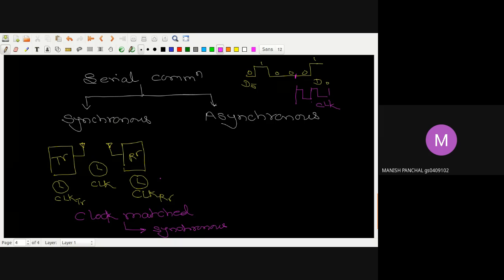Okay, so whenever we talk about this, the clock plays a very important role in synchronous communication. Okay, while in asynchronous communication, because we are sending the bits serially from one place to another place, let's take the same bits I had to transmit. In this case, in asynchronous communication, there is no clock.